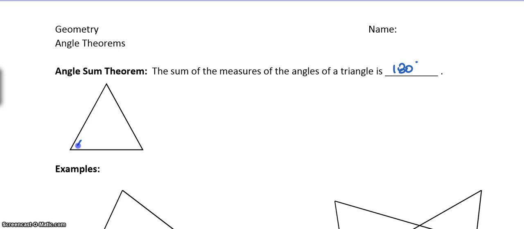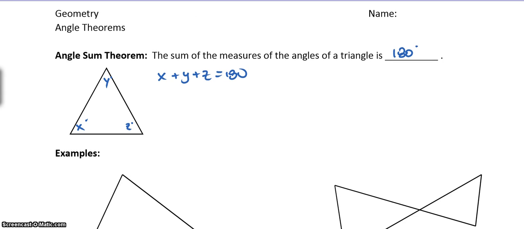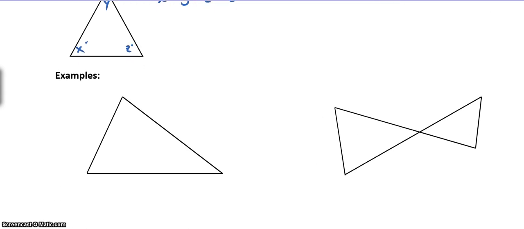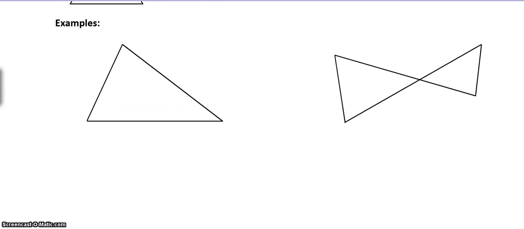So to show, let's call that angle x degrees, this angle y and z degrees. And it would say x plus y plus z equals 180. And we can use this fact to solve many different types of problems. Alright, so let's try two of them real quick. And my first example, let's say this is triangle ABC.